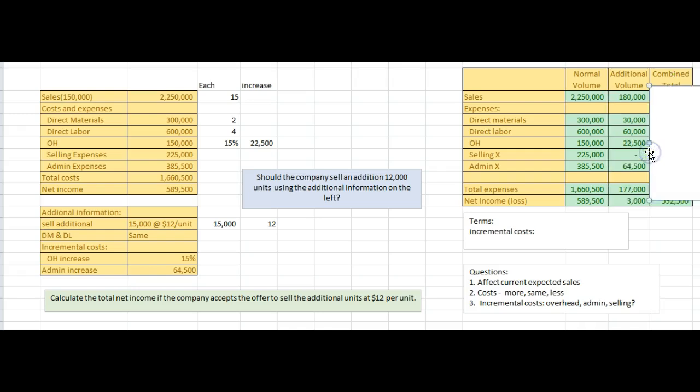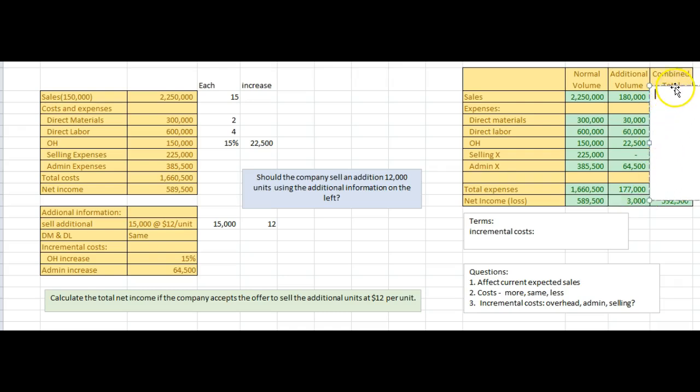There's going to be a loss or a gain. Well, we're going to have 180,000 in sales, which is 15,000 times 12. Our direct materials are going to be 15,000 times $2. Our direct labor is going to be 15,000 times $4. And our overhead, we've calculated that is going to be $250, right? Or $22.50. And then we have an additional administration expense. So if we take that 188, which is our sales, and subtract all these costs, we come to total expenses of 177, and we have a gain of $3,000.